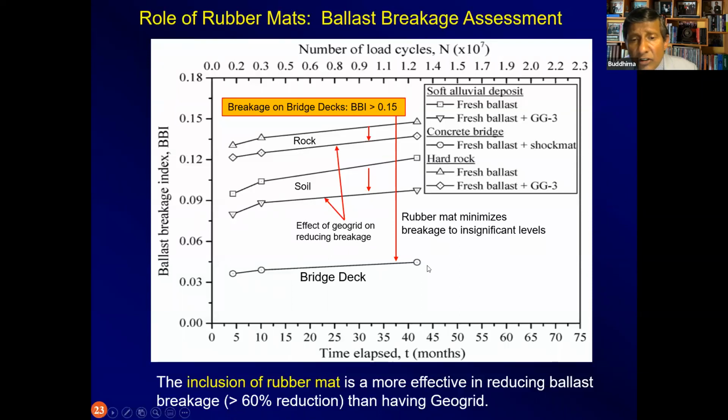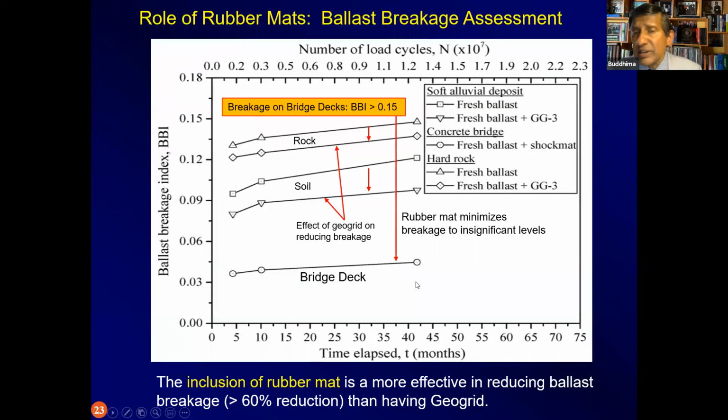The last curve here is the breakage on a bridge deck. Now, if you did not have a recycled rubber mat, then the breakage is right at the top of this curve here. And then with the laying of the energy absorbing rubber mats, you decrease the breakage all the way down from about 0.15 to something around 0.04, a significant reduction.